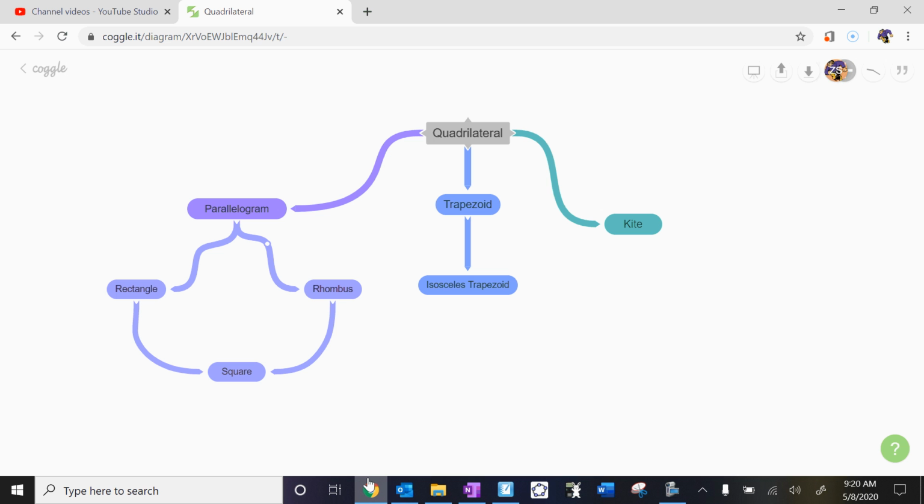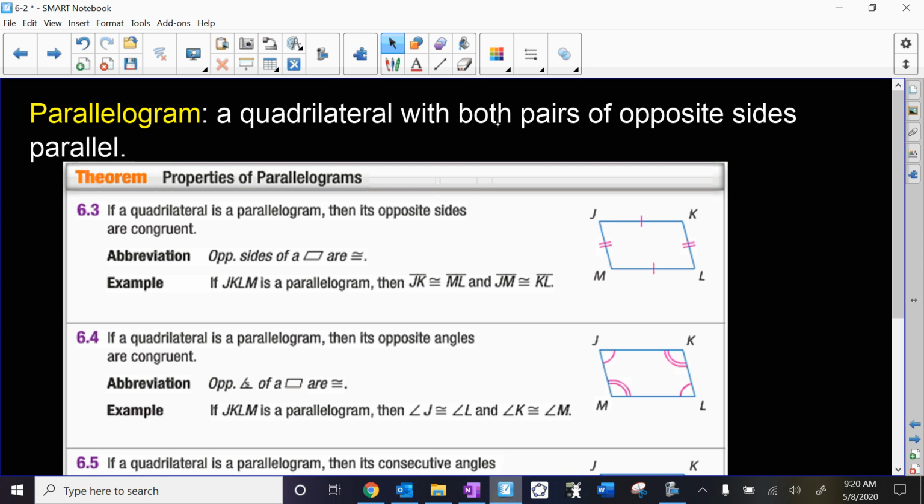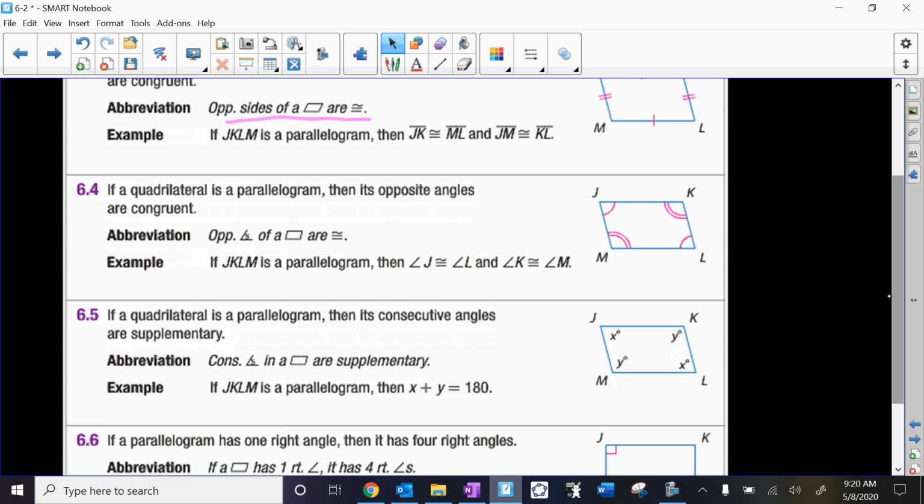So we're saying a parallelogram has four sides, but it has more properties to it. One of the properties is that both pairs of opposite sides are parallel. We also have opposite sides being congruent. Another one is opposite angles are congruent. Another property is that we have consecutive angles being supplementary.